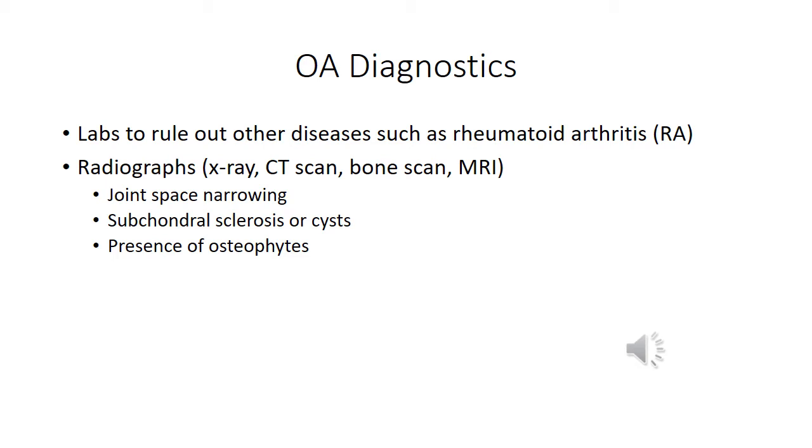Diagnosing osteoarthritis involves obtaining labs to rule out other diseases such as rheumatoid arthritis. We'll get into this further into the presentation. Imaging such as X-ray, CT scan, bone scan, or MRI can reveal joint space narrowing, subchondral sclerosis or cyst, and presence of osteophytes.